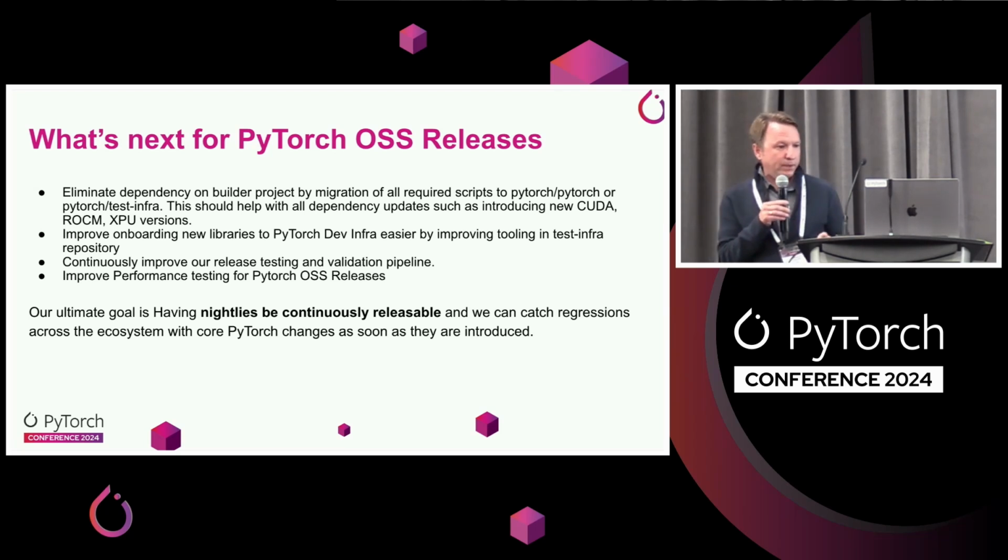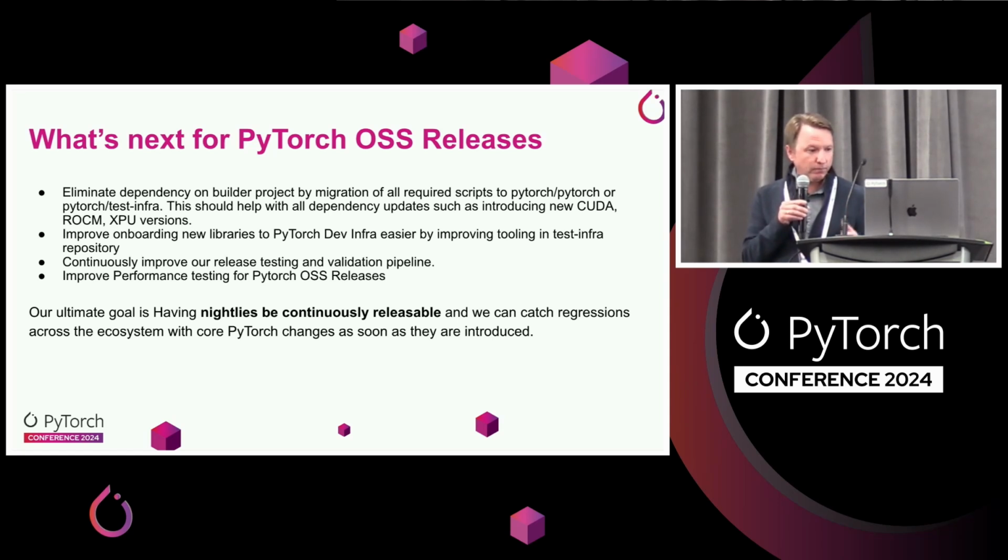What's next for PyTorch OSS releases? We would like to eliminate dependency on the builder projects. Currently, we have three projects that we use: PyTorch, PyTorch Builder, and Test Infra. And this creates maintenance issues. So by eliminating one, it's going to be easier introducing new CUDA, ROCm, and XPU version updates. We would like to make onboarding new libraries to the PyTorch dev infrastructure easier by improving tooling.